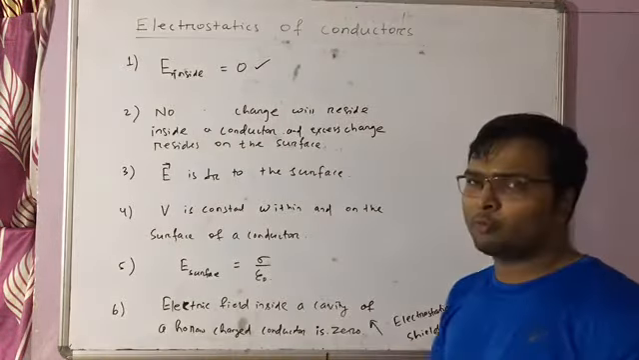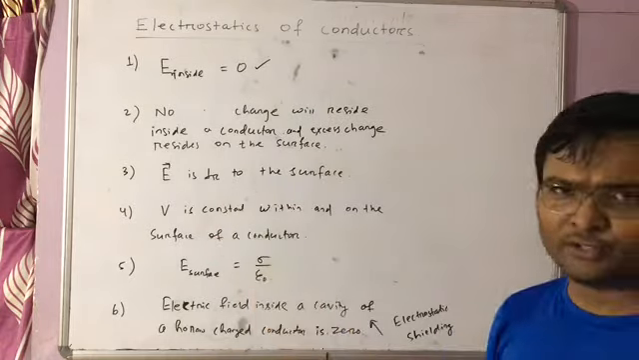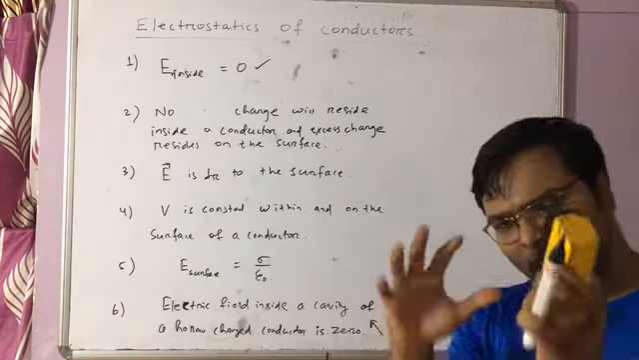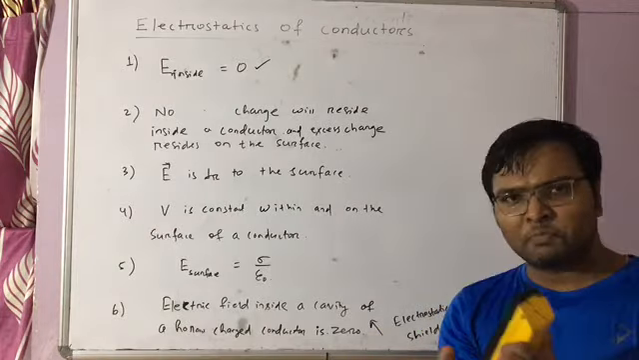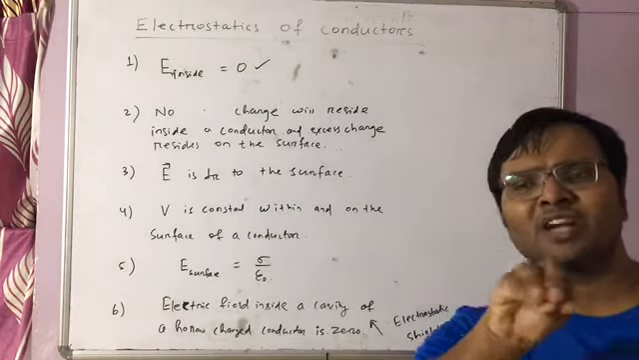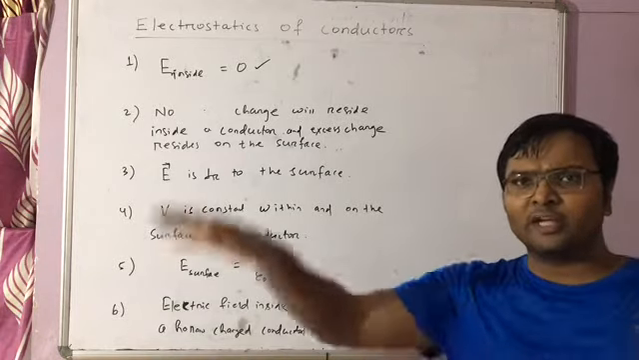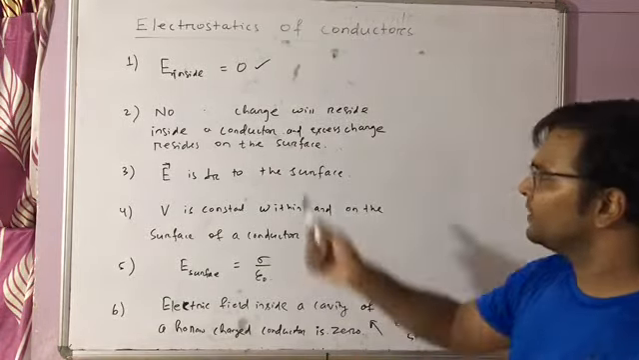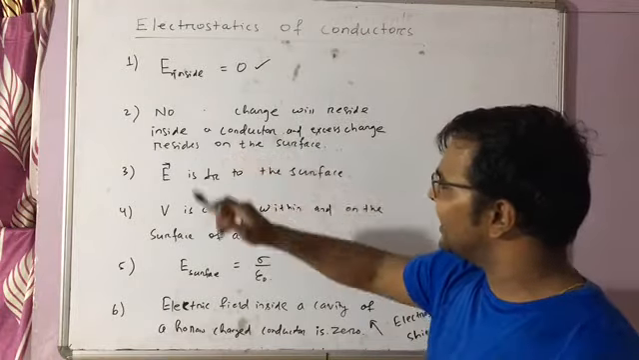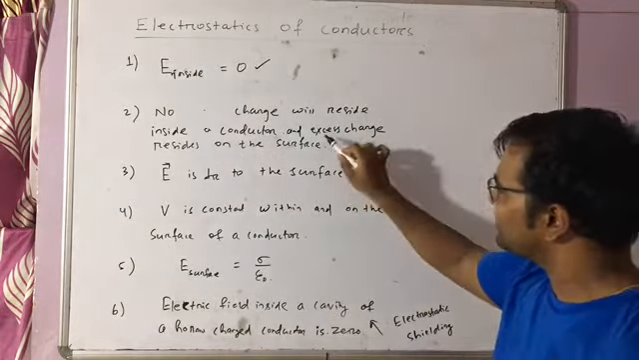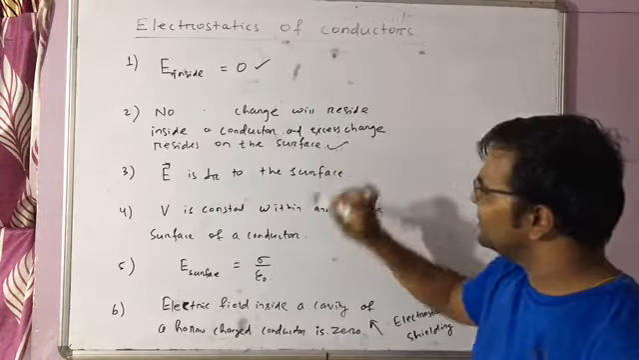Then second one, suppose there is a conductor, you are giving some charge to it. That charge will reside on the surface. Suppose there is a solid conducting sphere, you place some charge by any way inside it. All the charge will try to reside on its surface. That's why no charge will reside inside a conductor, and the charge given is called the excess charge, which resides on the surface.